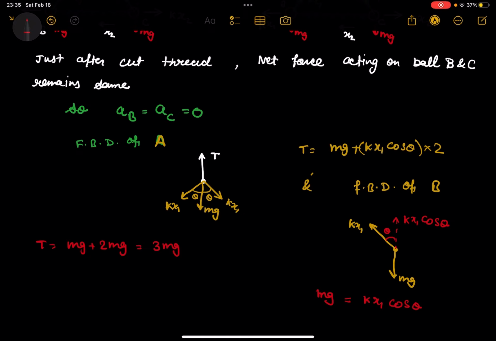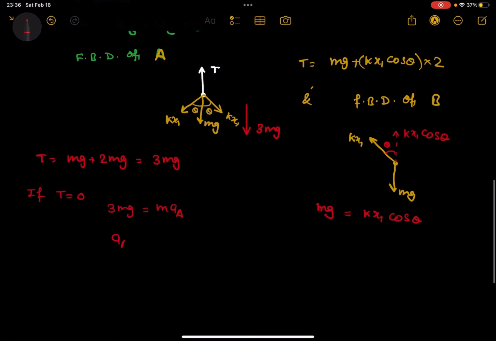The total downward force acting is 3mg, which is balanced by the tension. If tension T becomes 0, then 3mg is equal to m into the acceleration of A. So acceleration of A is nothing but 3g downward. So this is the answer to this question.